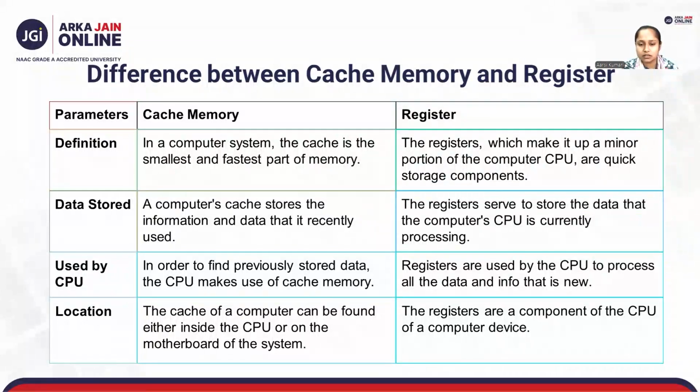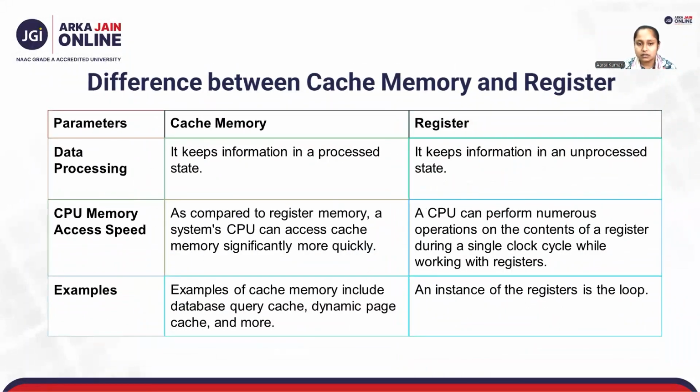Data processing: cache is used to keep information in a processed state. Registers keep information in an unprocessed state. CPU memory access speed: as compared to register memory, a system CPU can access cache memory significantly more quickly. In register, a CPU can perform numerous operations on the contents of a register during a single clock cycle while working with registers.